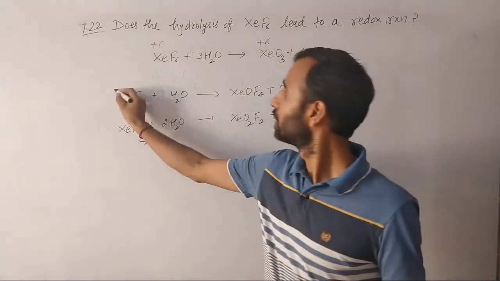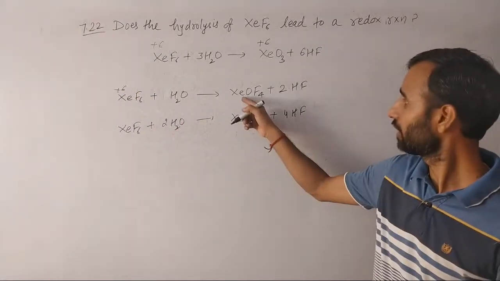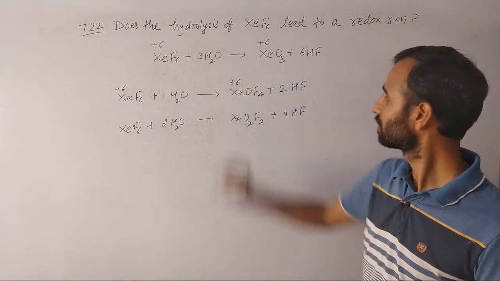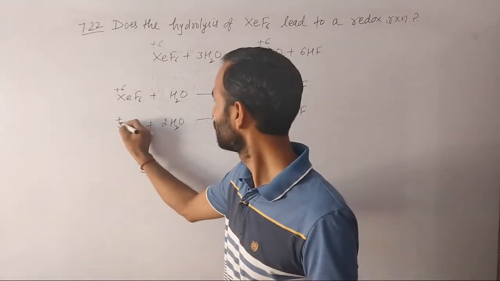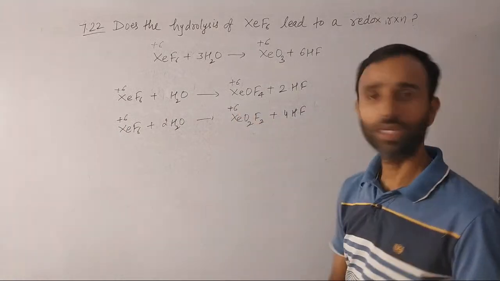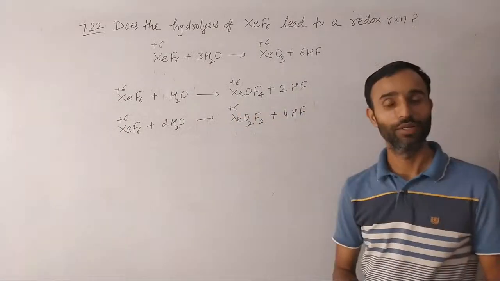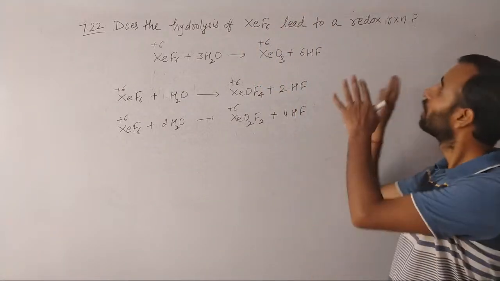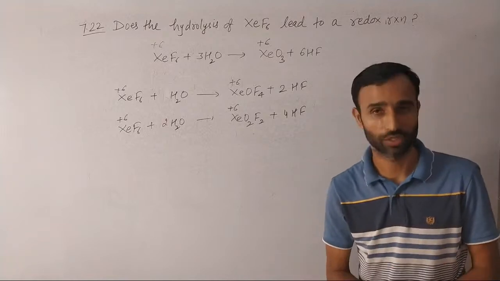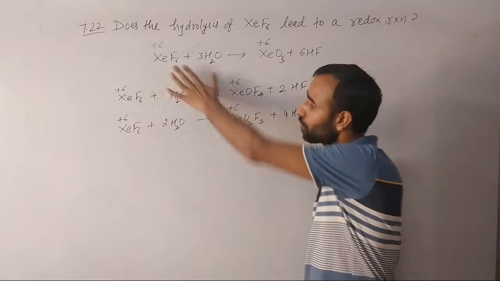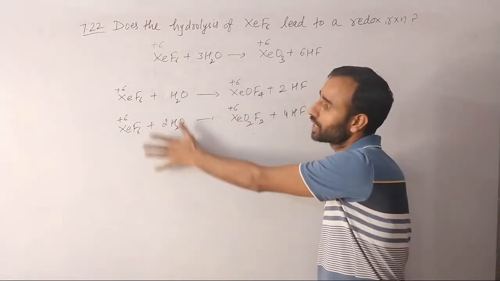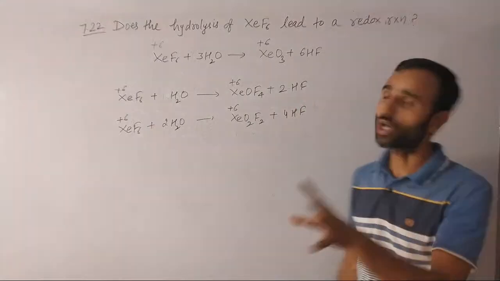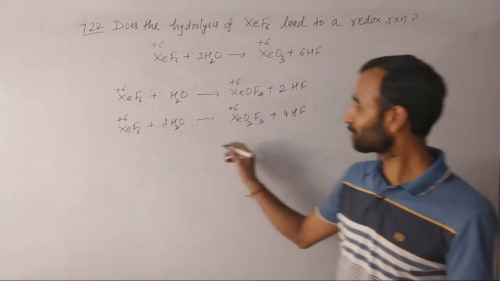In this case, xenon is +6, and here xenon is again +6. In XeF6 even it is +6, again +6. That means hydrolysis of XeF6 is not a redox reaction. On complete hydrolysis or on partial hydrolysis, the oxidation state of xenon remains the same. That's why it is not a redox reaction. So let us have this merit quiz.